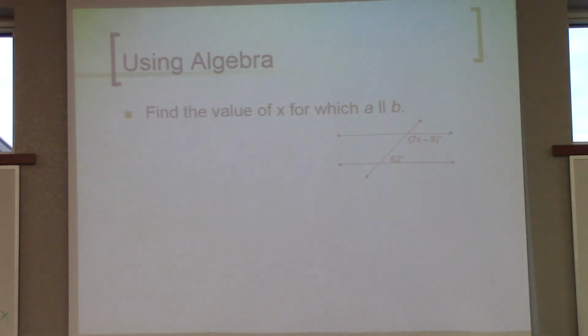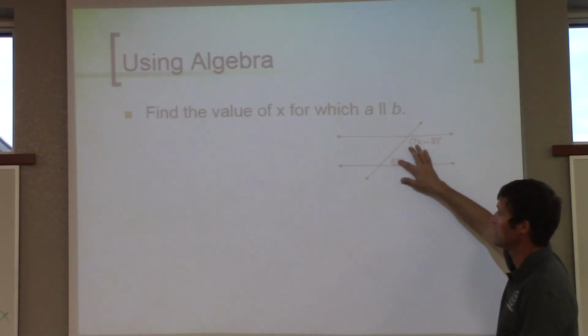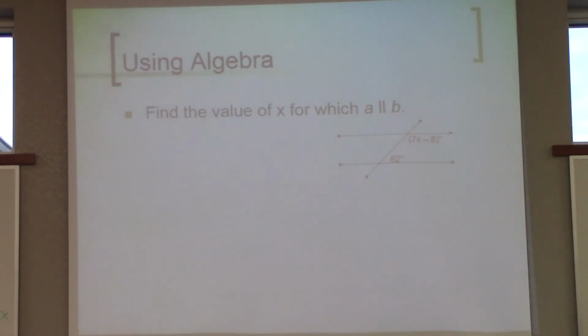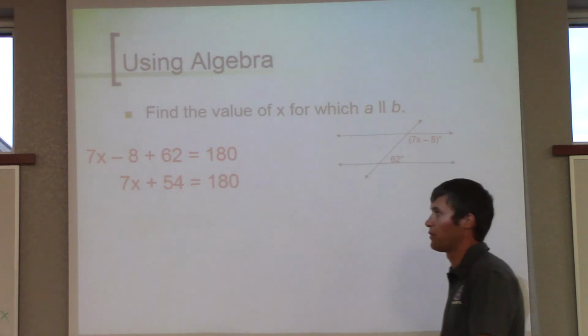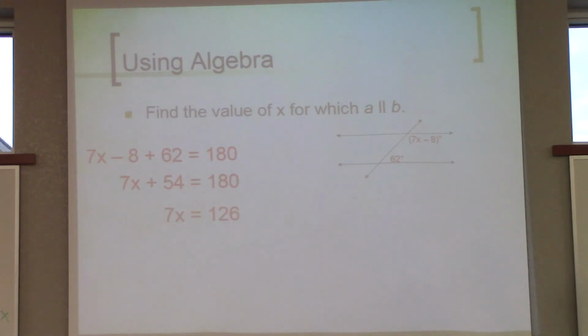Go to the next one. What type of angles are these? They're inside, on the same side, so they're same side interior angles, which means they're supplementary and add up to 180. Combine like terms: negative 8 plus 62 is 54. Subtract 54, which gives us 126. Divide by 7, which gives us 18.